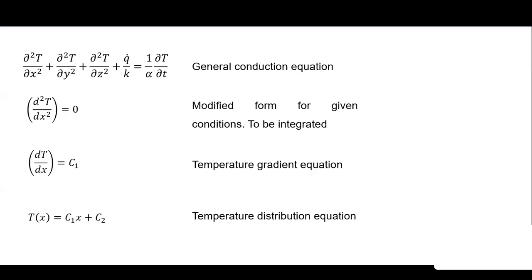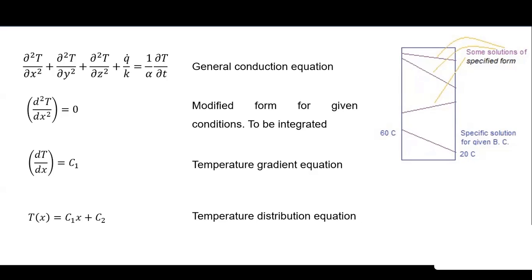Let us draw a diagram. Now we have got different solutions. This particular equation, T(x) is equal to C1x plus C2, can have multiple solutions like this.